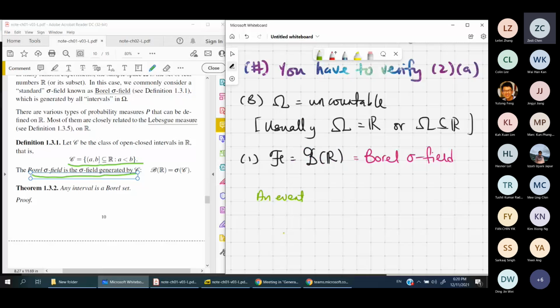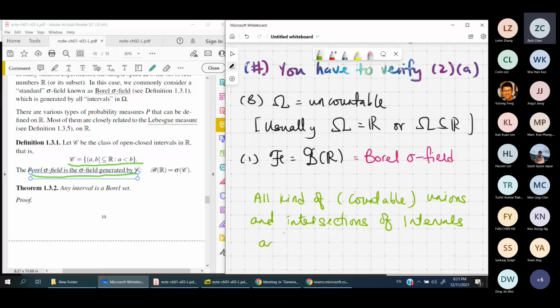Maybe I should put it this way, and to be more precise, countable unions and intersections of intervals are events.